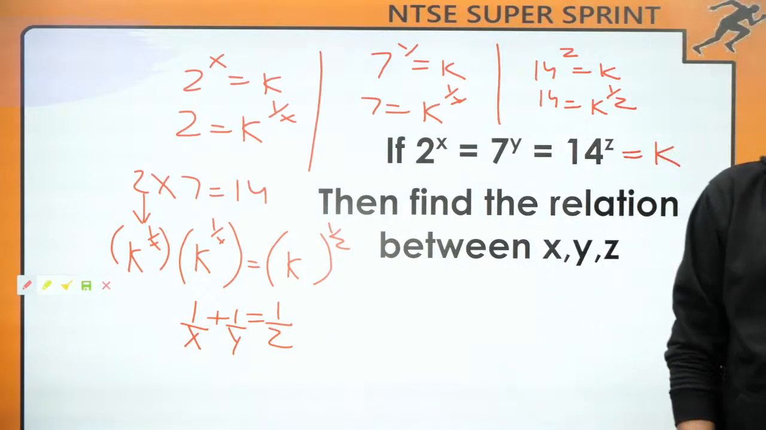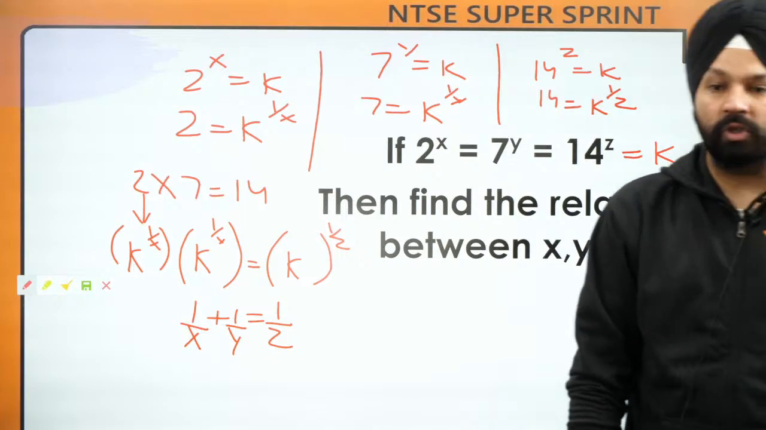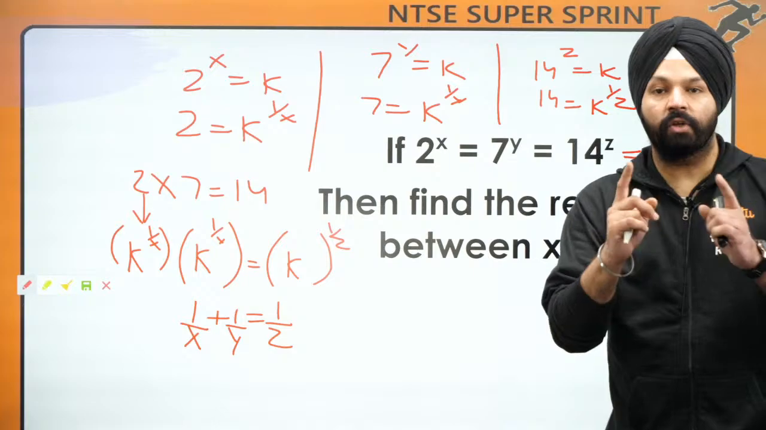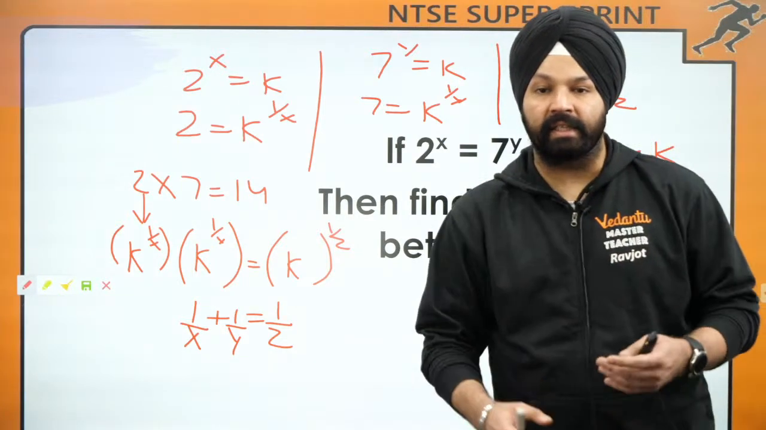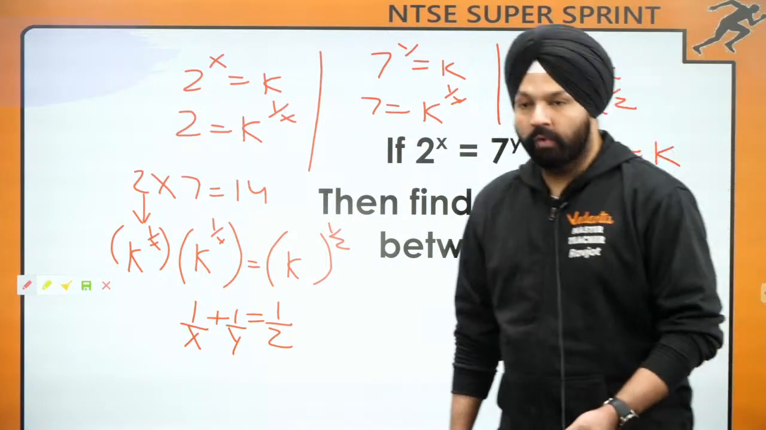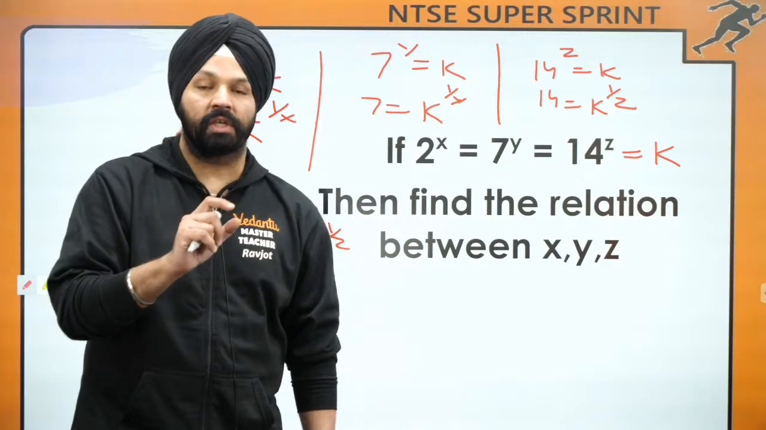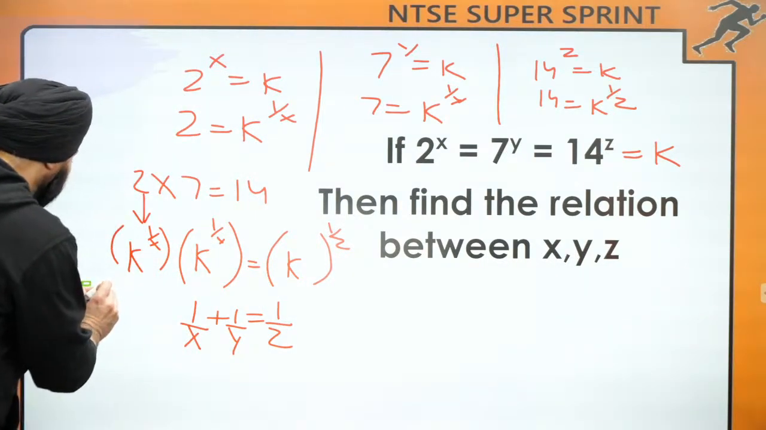Tell me, I hope that is clear to all. This expression is really very important. Everyone must have understood, because it was not that difficult. Yes, is this clear to all? That is 1 by x plus 1 by y equals 1 by z. So now let's generalize this, because you would be utilizing this expression in many of the questions.